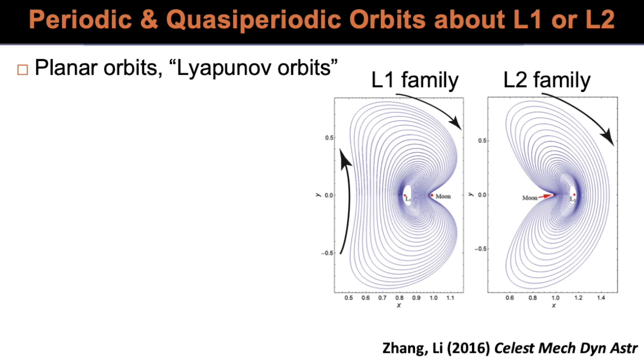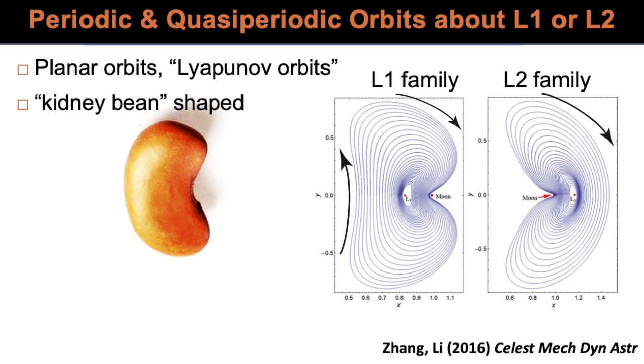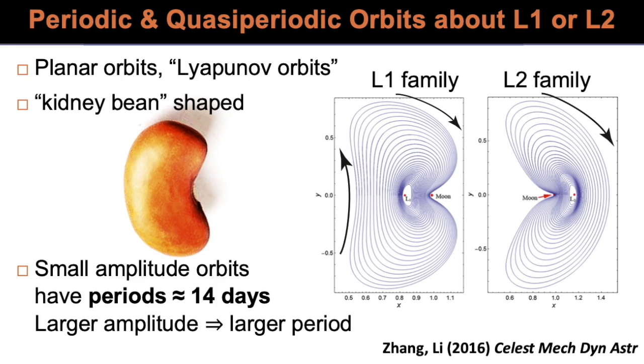So there's also planar orbits. They're called Lyapunov orbits. Here's the family around L1 and the family around L2. They seem to be kidney bean shaped, so you have kidney bean orbits. I don't know if that's going to catch on. Muffler orbits. And the small amplitude orbits have periods of, again, about 14 days. And then the larger amplitude have a larger period. And these are in the moon's orbital plane.